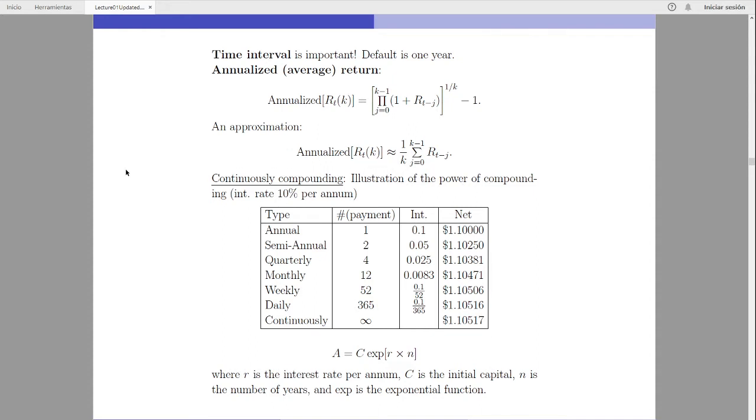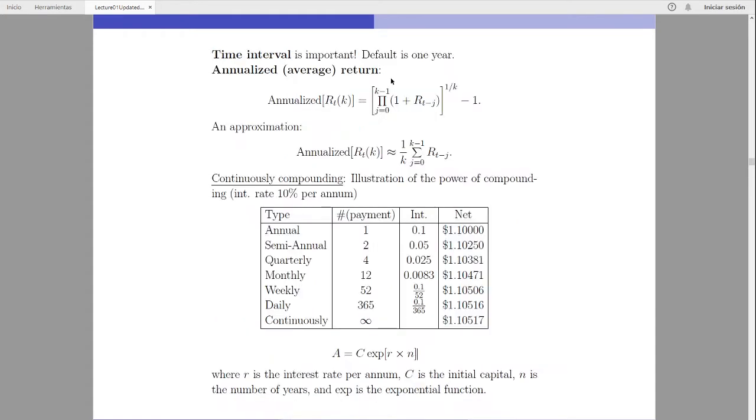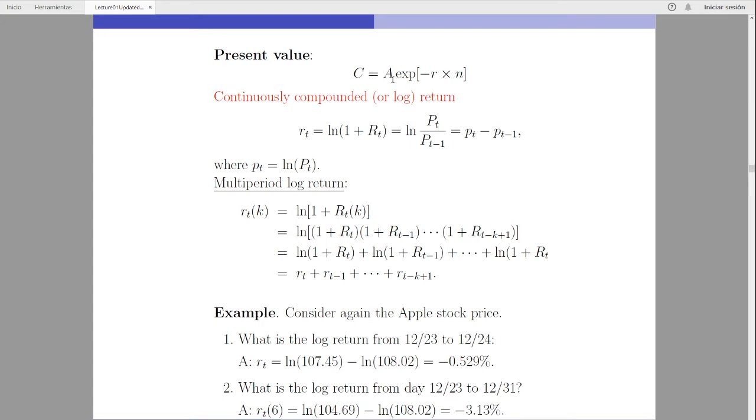And here, calling r the interest rate per annum, C the initial capital, and N the number of years, our present value, A, can be calculated like this. Why the exponential? Well, the exponential comes from these sums. So if you want to get the present value C given the final value A, what we are going to do is just divide by the exponential of r divided by N, and this is what we get.